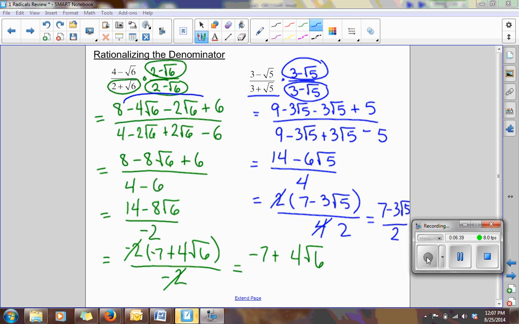These are not going to cancel, right? Because it's not a difference. Anyhow, they're not going to cancel. These also are not going to cancel. They're both negative. So we add the coefficients together and we get negative 6 square roots of 5. Whereas these will cancel.